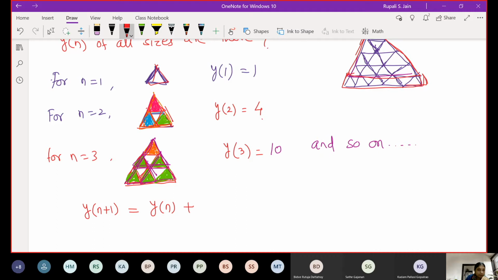So y at n plus, how many? This is our single one. If I add, how many are we getting additional? 1 plus 1 is my y at 1. What is y at 3? I want to find y at 2.